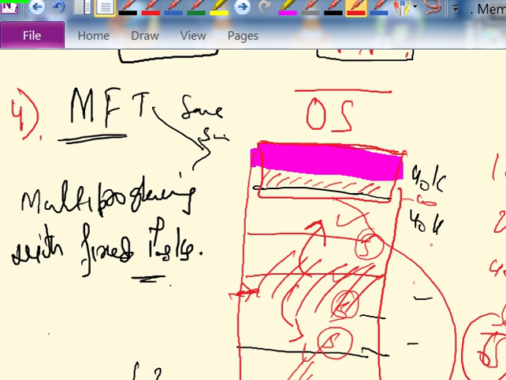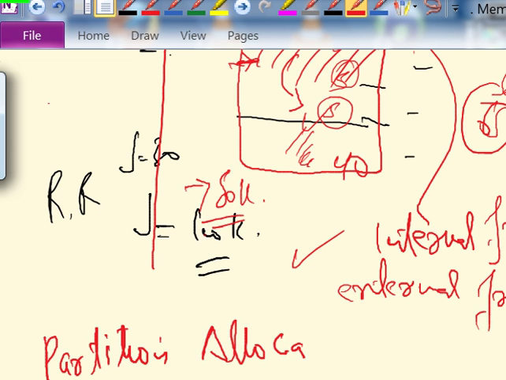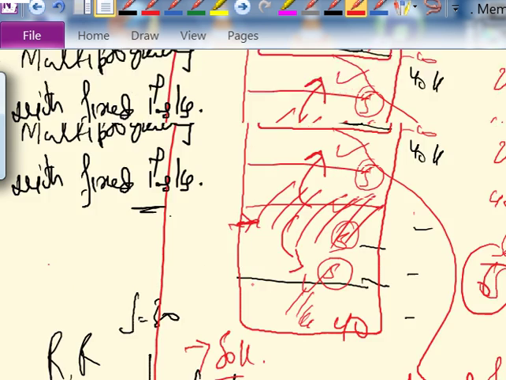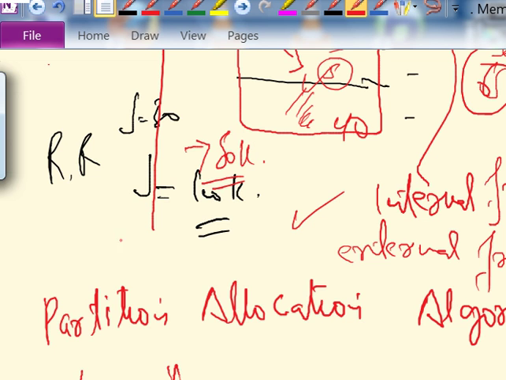अब इसमें मसला है पार्टीशन एलोकेशन, कि किस जॉब को कौन सा पार्टीशन आप लोगे. That's called partition allocation algorithm. जैसे आपका कोई जॉब है, वो 50K की जॉब आ गई. The two partition algorithms are, जैसे मैं बता रहा हूँ यहाँ पे, एक है हमारा first fit and second is our best fit.